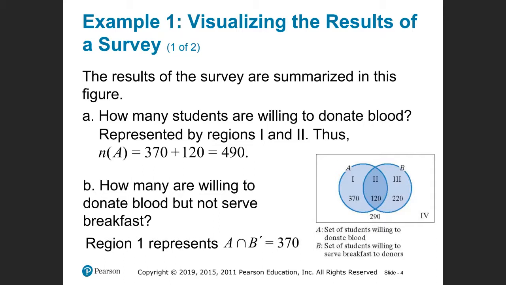How many are willing to donate blood but not to serve breakfast? Okay, well, set B is the set of students willing to serve breakfast to donors. So we're going to find A, which is the set of the students willing to donate blood, intersect the complement of B, or B prime, which we see is region 1, and it is listed as 370.